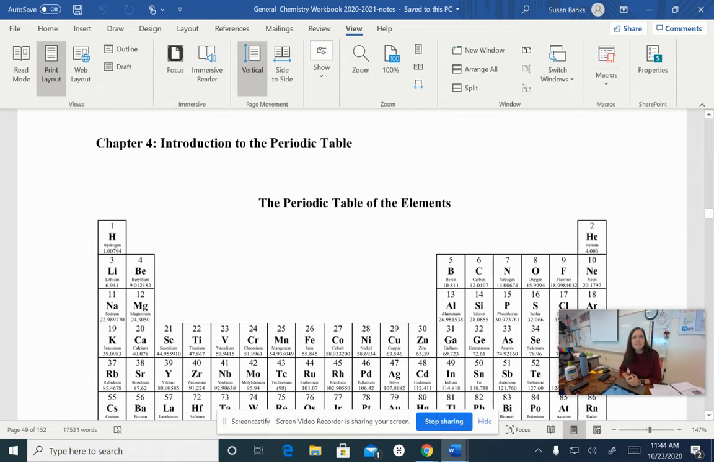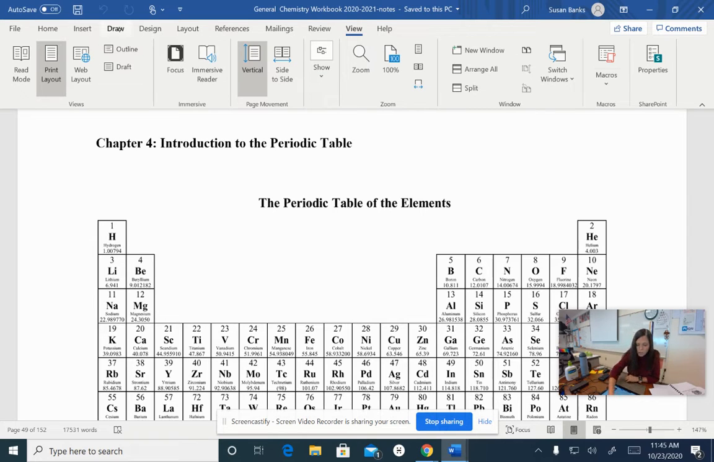Okay, Gen Chem kids, we are going to learn a little bit more about the periodic table today. If you have a paper copy of the periodic table in your notebook, I would advise you to get out some crayons or some markers or some colored pencils, because we are going to be marking things up with color today to help us differentiate different things on the periodic table.